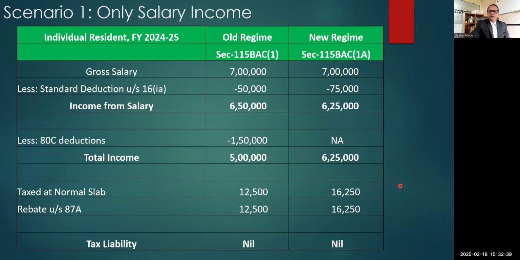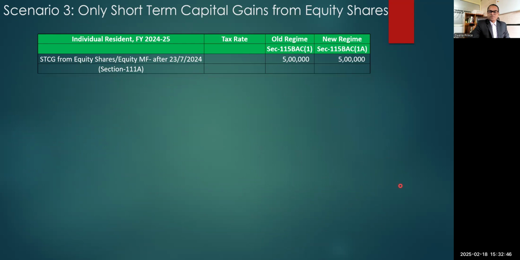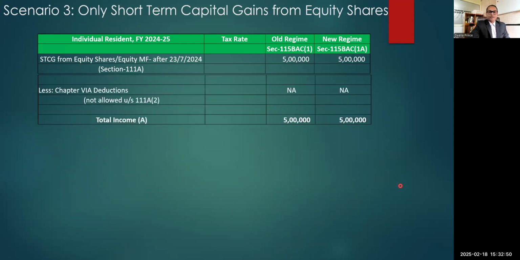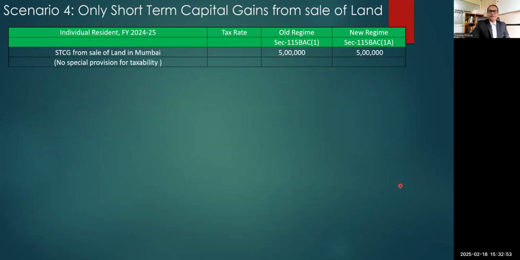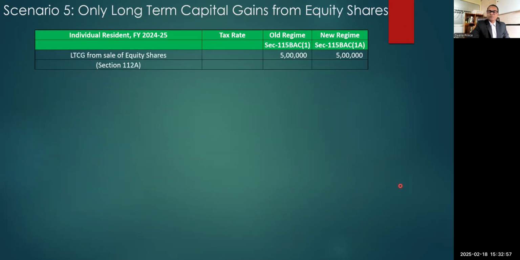Yes. In case of salary, chapter 6A deduction was allowed. In case of capital gains, short-term capital gains falling under 111A, it was not allowed. In case of capital gains from sale of land, it was allowed.